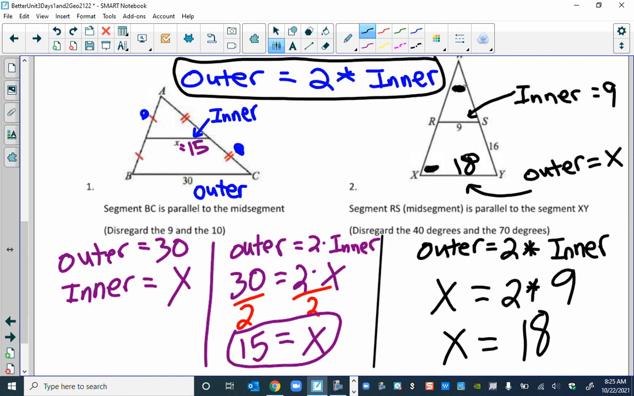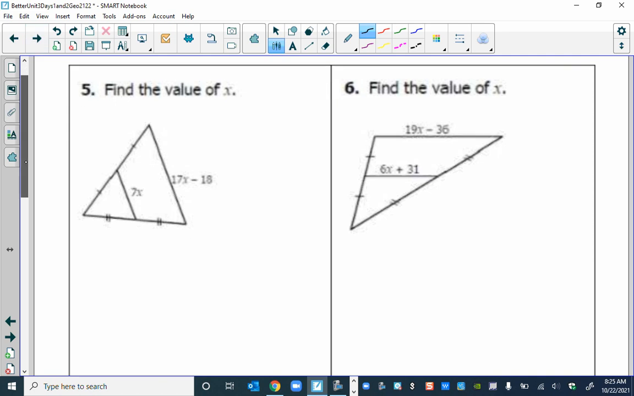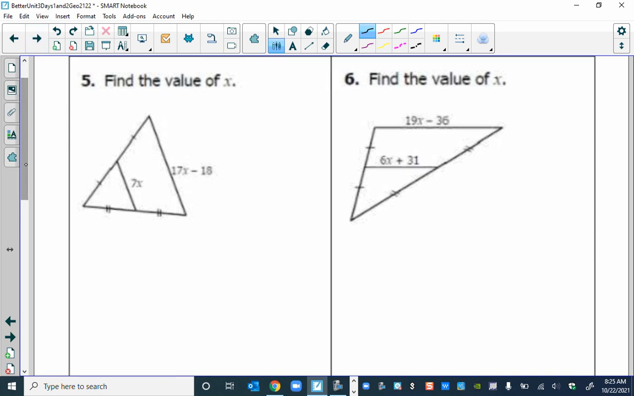Now, next couple problems that we do. Again, we're going to be using this idea, outer is 2 times the inner. But now it gets a little more tricky because we're actually going to be solving for variables. But it's not as bad as it looks, don't worry.